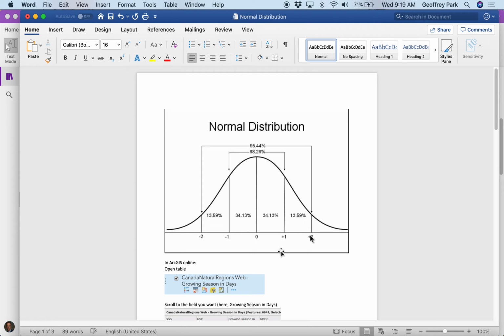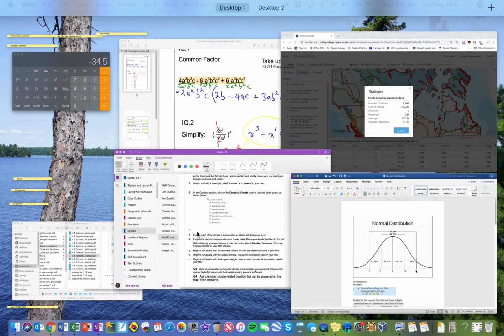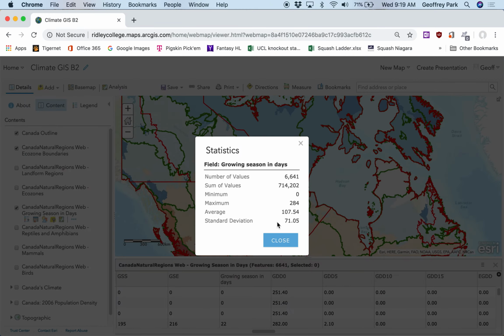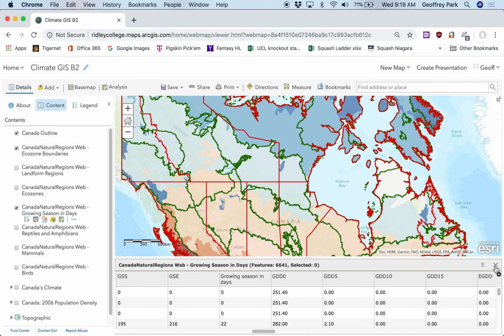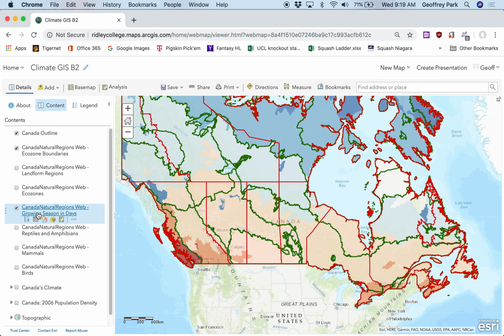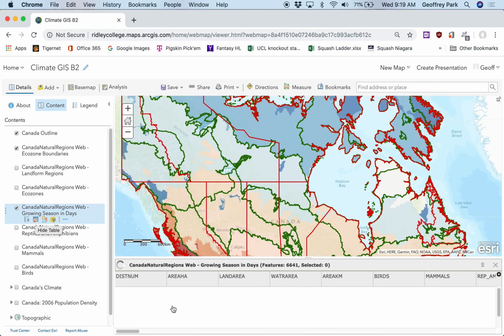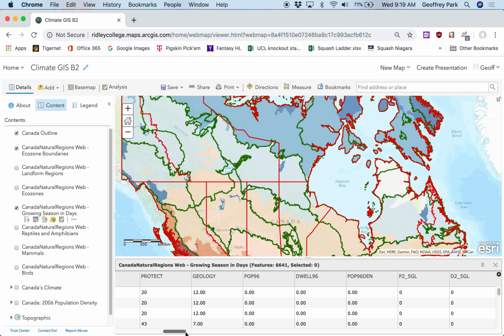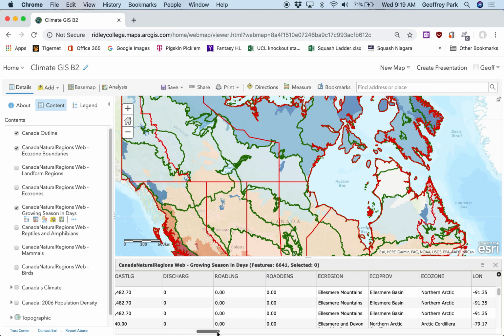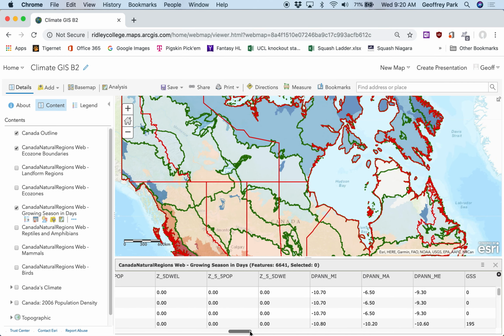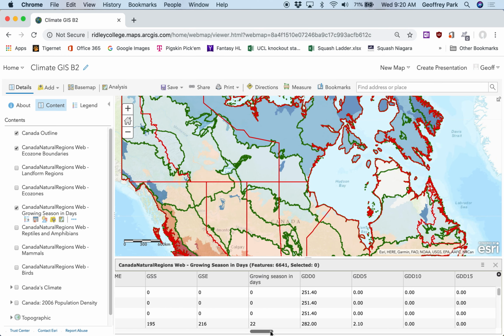So if you want to do that in ArcGIS Online, here's an example. I'm looking at the growing season in days, one of the layers that you have to map. If we open up the table for this, it lists all the various variables in that table. Among those is one called growing season in days. So this lists the growing season in days for all the places on that map.